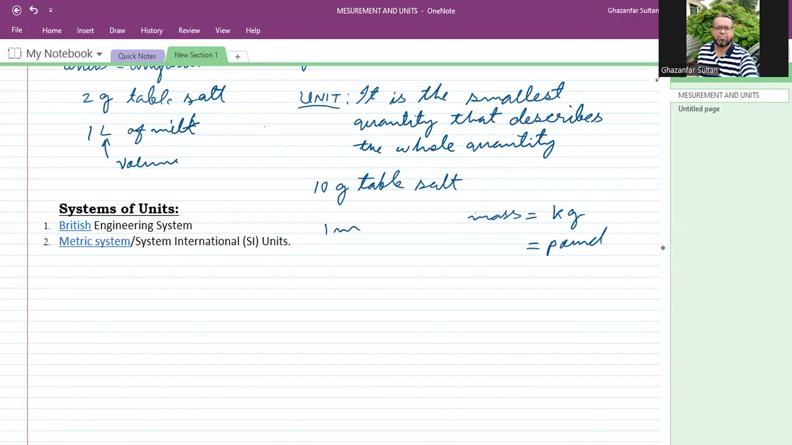But first, we will study different fundamental and derived units in System International. Then we will go to some existing units in the world and do calculations for converting these units. Okay, so first we will start. We are going to discuss the metric system or the System International.